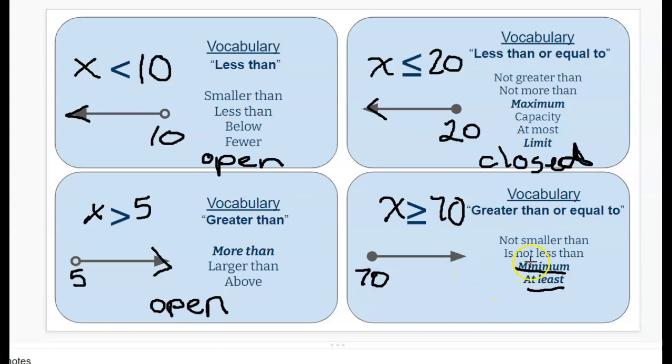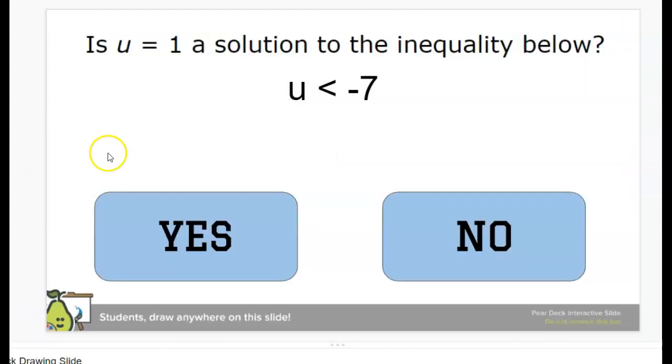It also, if I have to have at least a 70% in Miss Wagner's class to pass, then that means I have to have a 70 or greater. So X has to be greater than 70 or equal to 70. And these are both closed dots. So remember, if it can equal that number, then it is a closed dot. Okay, so my vocabulary is very, very important. So let's look at some stuff for today.